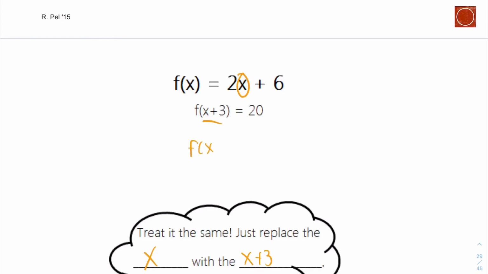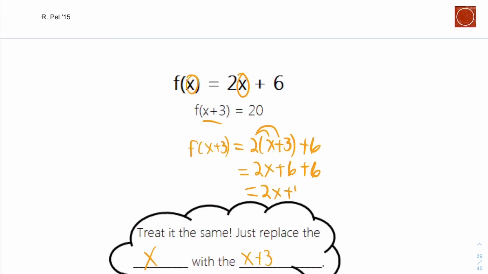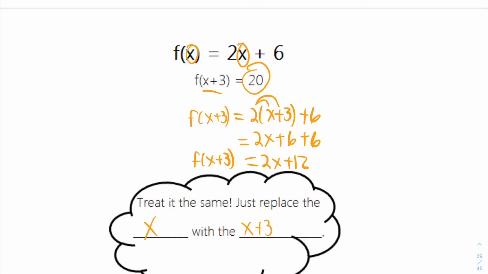F of x plus 3, because we saw an x over there too, is equal to 2 times x plus 3 plus 6. Now we're going to distribute to get 2x plus 6 plus 6, which is 2x plus 12. F of x plus 3. When we plugged in x plus 3 for x, our answer was 2x plus 12. This equals 20 does mean something, and we'll talk about that in just a couple minutes of the video.